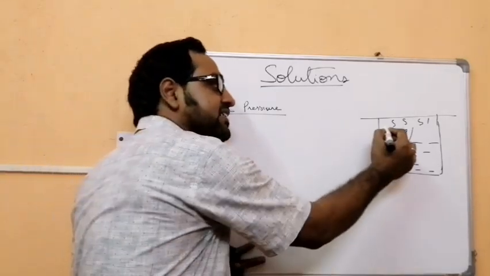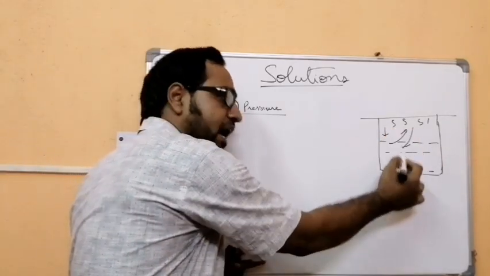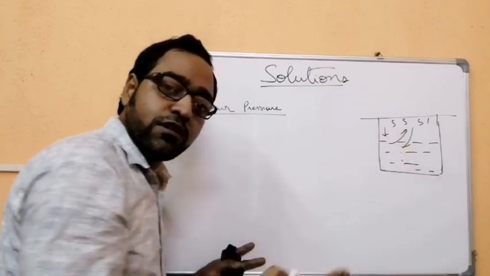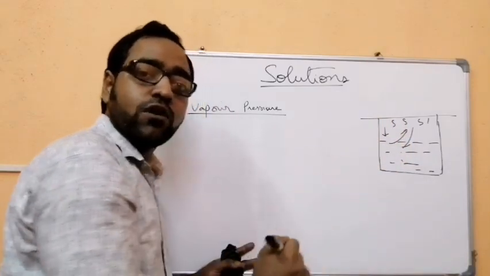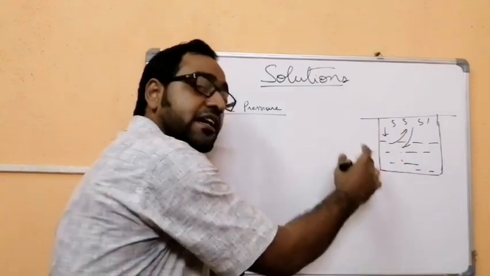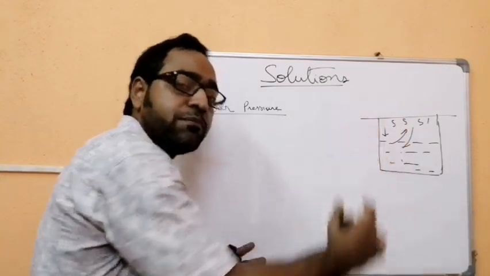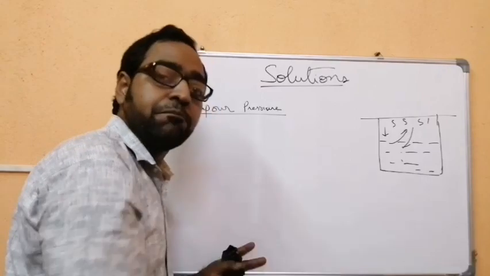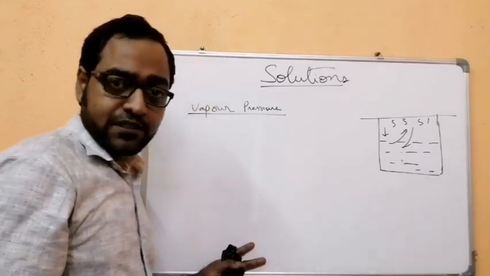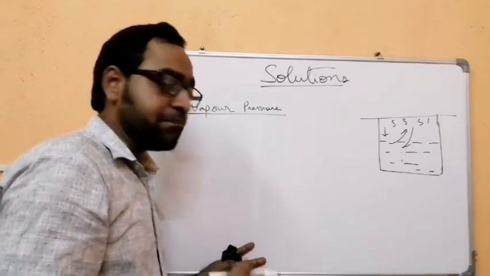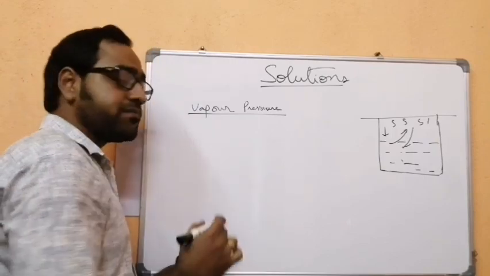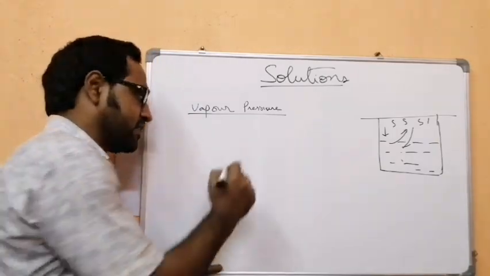So write down the definition of vapor pressure. The pressure exerted by the vapor above the liquid surface in equilibrium with the liquid at a given temperature is called vapor pressure. Now you have to mention the temperature, because suppose you have two different temperatures.